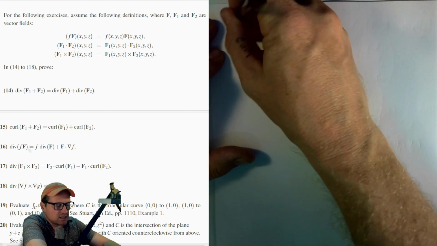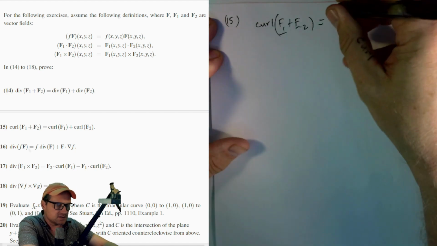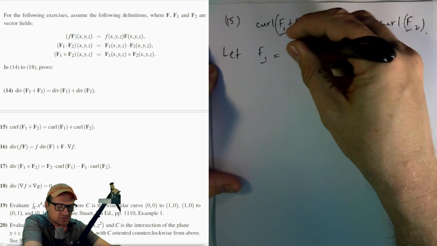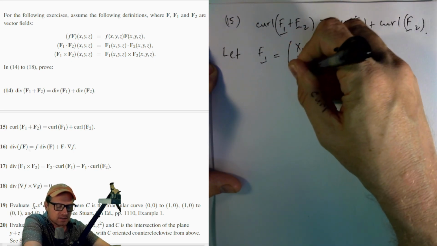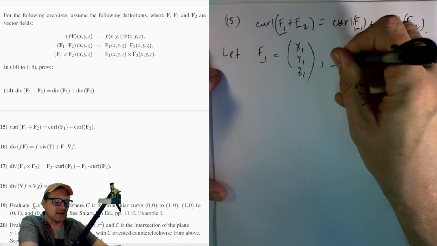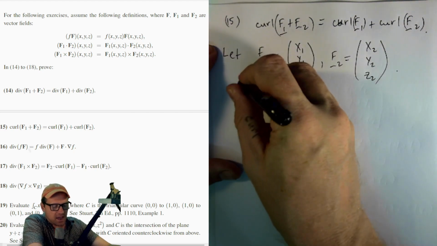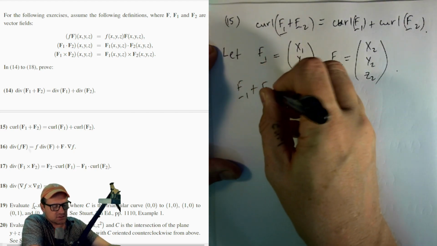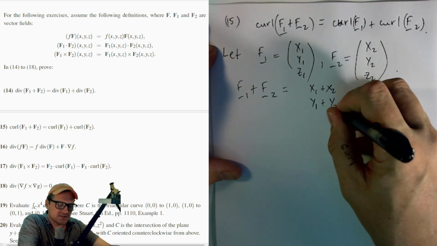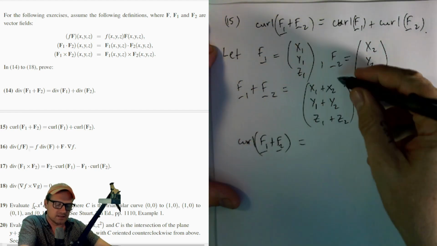Okay, question 15. We're asked to verify that curl of F1 plus F2 is the sum of the curls. Okay, so again, let's let F1 be equal to x1, y1, z1. Here, these are functions of lowercase x, lowercase y, and lowercase z. Let's let F2 be x2, y2, z2. And so F1 plus F2 is x1 plus x2, y1 plus y2, z1 plus z2. And so then curl of that is the curl of this.